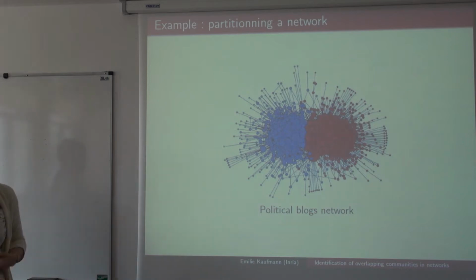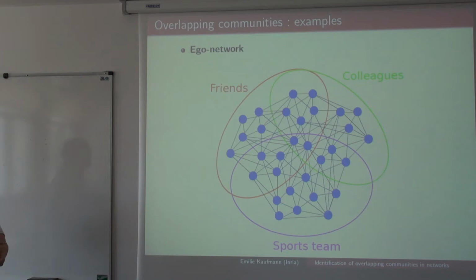But in other examples, it might be relevant to consider overlapping communities. This is the case, for example, in an ego network. An ego network is when you take a social network, you choose a central node, and you form the graph of all the friends of this node, and you remove the central node. If you do so, you can identify some communities like friends, colleagues, members of some sports team, and sometimes people will know each other, and it is relevant to view some of the nodes as being part of two or more communities.